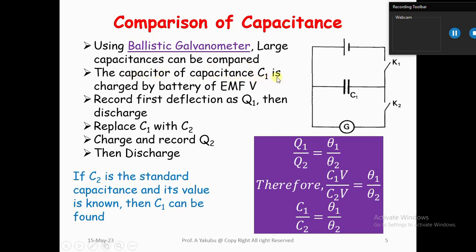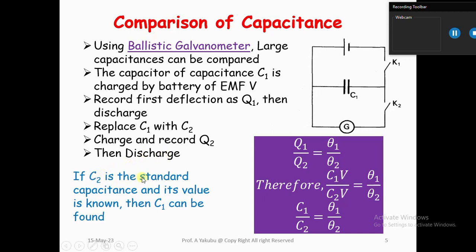The capacitor of capacitance C1 is charged by a battery of EMF V volts, the battery here. Record the first deflection, Q1, when you close this key. So you are recording what happens during charging of C1 from the galvanometer. Call it Q1. Then discharge, by opening the key. Then replace C1 with C2. Remove this capacitance, bring in C2 and add it into this connection. Charge and record Q2, then discharge.